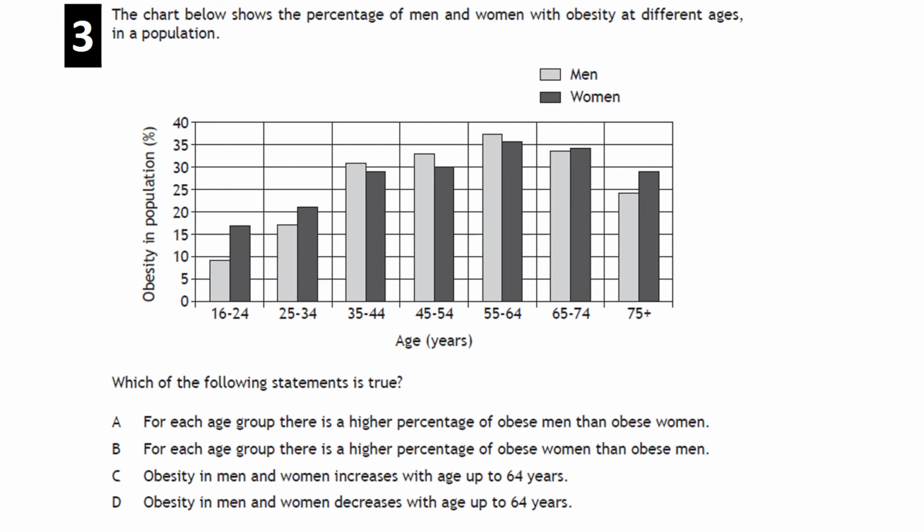Obesity in men and women increases with age up to 64. Let's see, so men increasing, women increasing, yep, that's an increase, so that might be okay. Obesity in men and women decreases with age up to 64. Well, that's not right because it'd be going like this. So it looks like it's C, and that's correct.